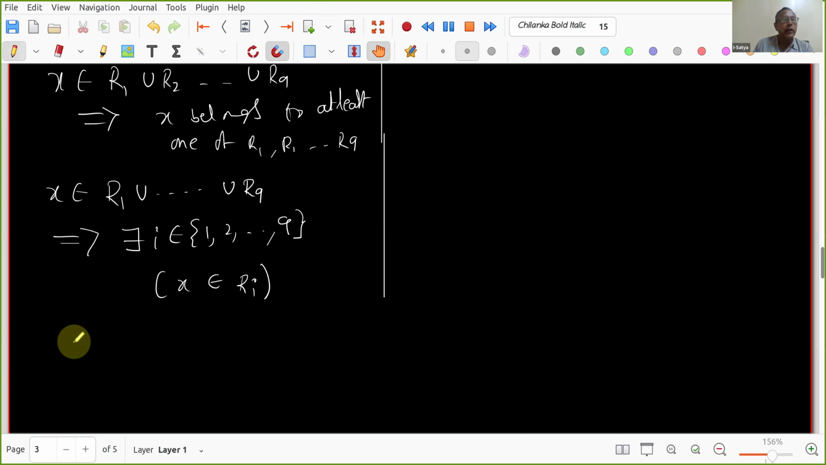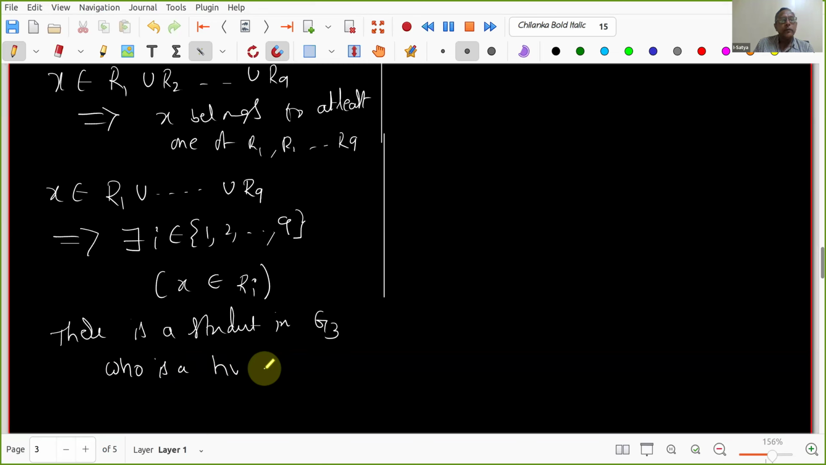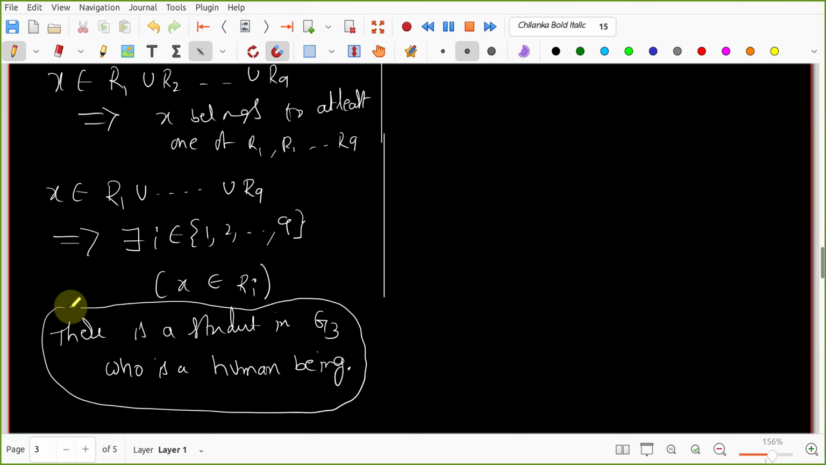So we remember I gave one question, right? There is a student in this room in G3 who is a human being. Is it a true statement? Yes, there is a student in G3 who is a human being. Is it a true statement? Yes, sir. Why is it a true statement? Because there exists one such student there.